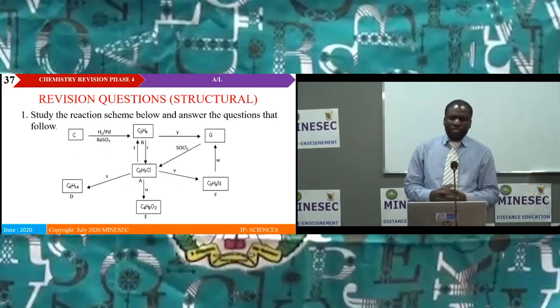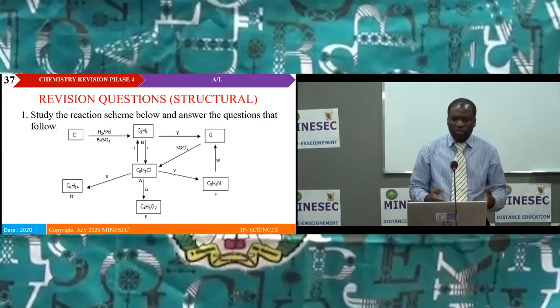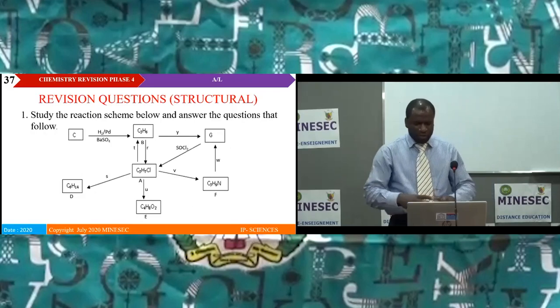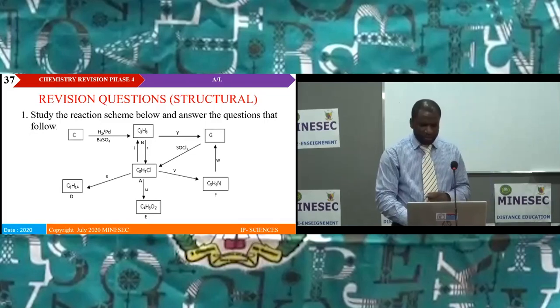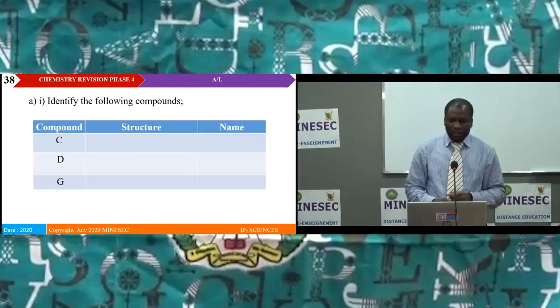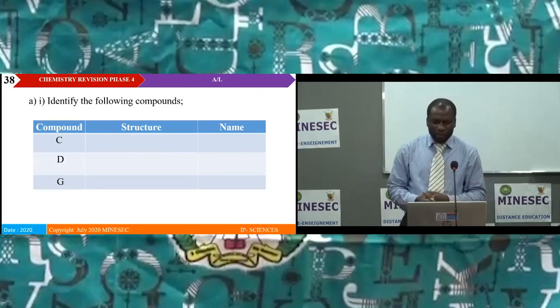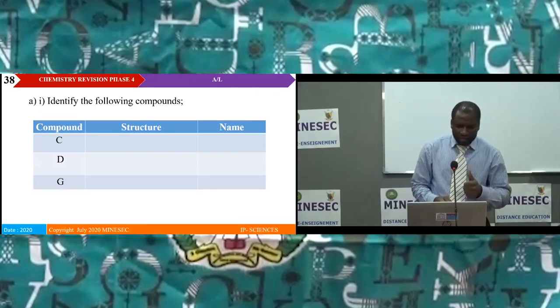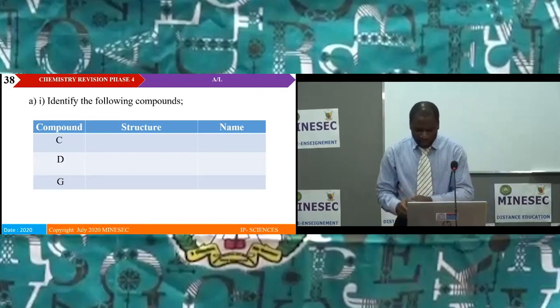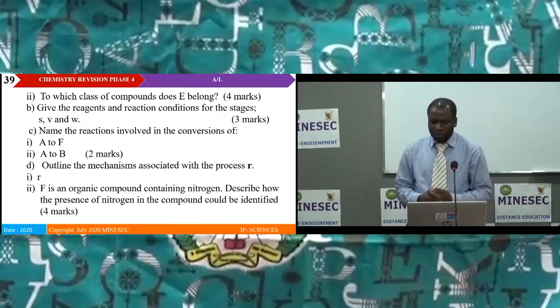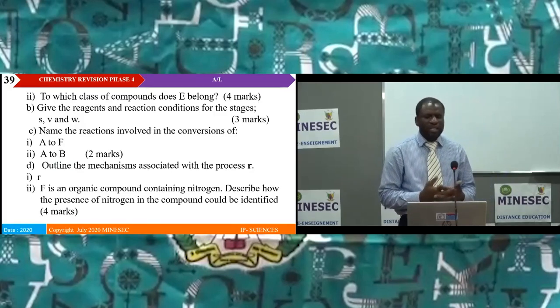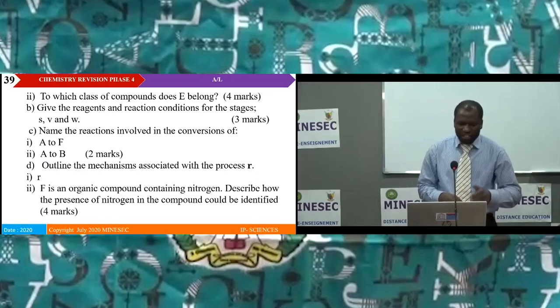We now move to the second type of questions. That's the paper 2 type, structural. Study the reaction scheme below and answer the questions that follow. So you have the reaction scheme there projected on your screen. A, Roman 1, identify the following compounds. You have compounds C, D, and G. So you give the structure and the name. 2, to which class of compounds does E belong? B, give the reagents and reaction conditions for the stages S, V, and W.